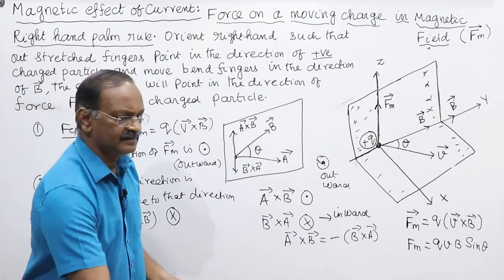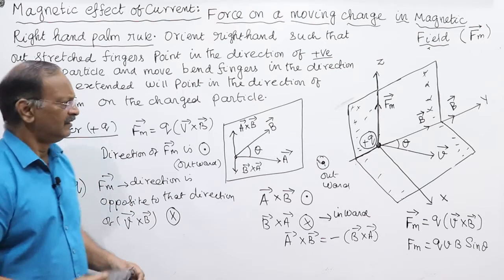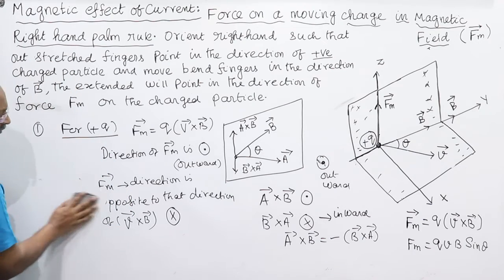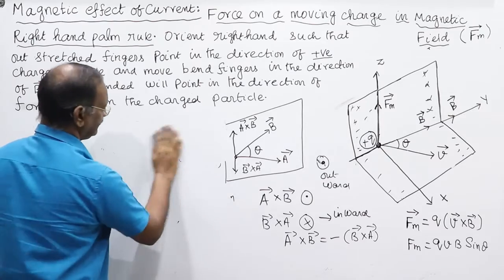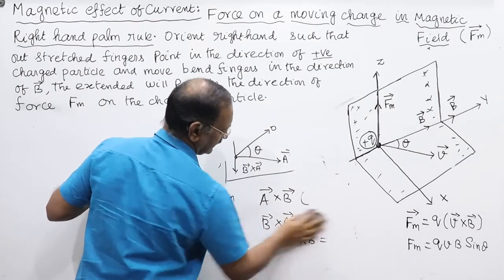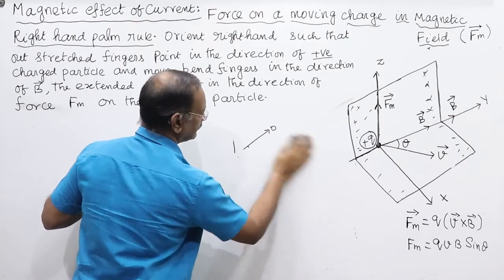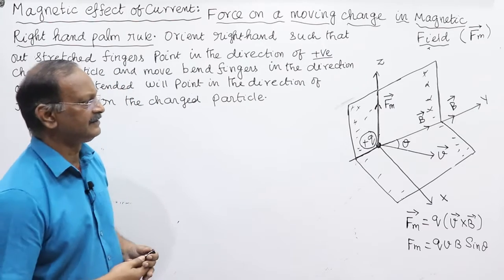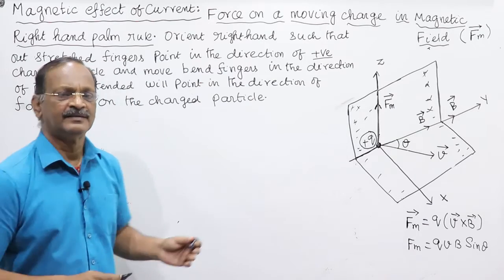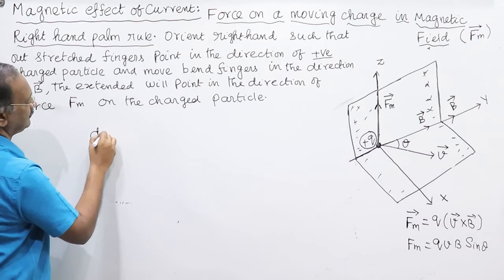So we can simplify this. We can make a simplified one. How will we make the simplified one? Simplified data means, for positive charge and negative charge, we will write a generalized form. Generalized form means, so direction of FM.